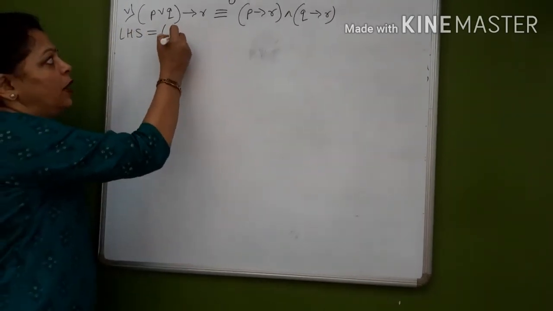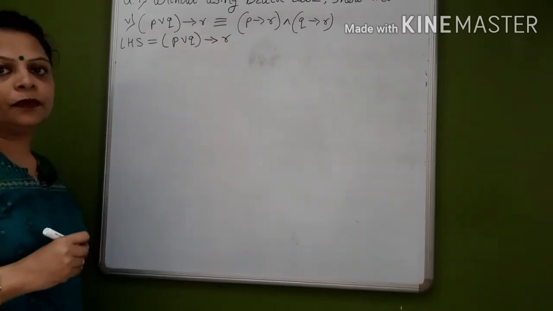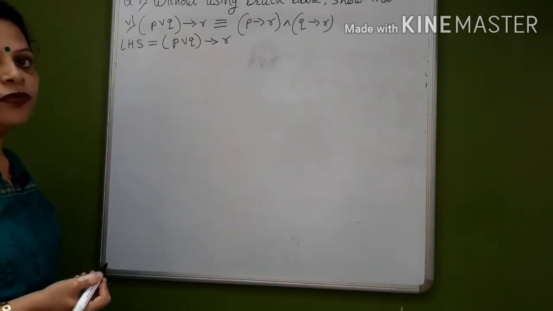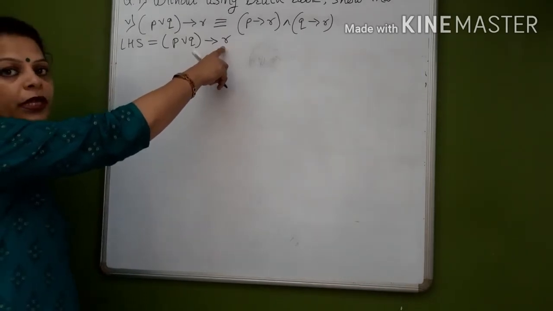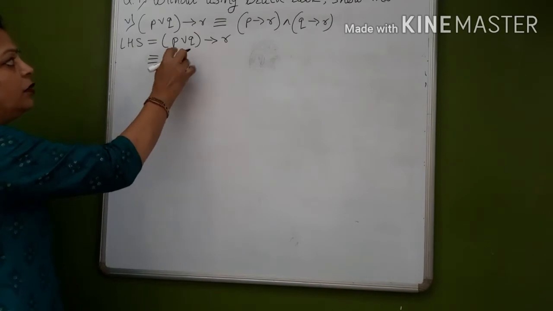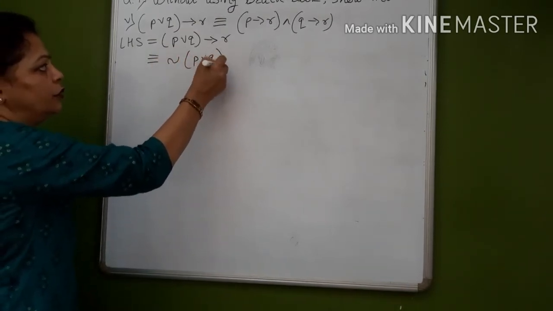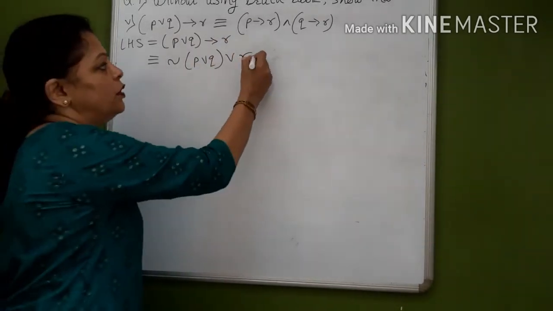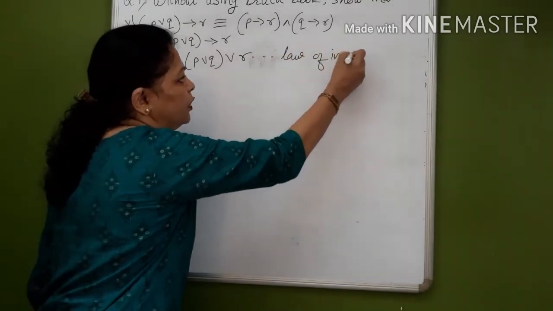(P or Q) implies R. So this is again an implication statement, so we will be using the law of implication. P implies Q is negation P or Q. So this is equal to negation of (P or Q) or R. This is the law of implication. Immediately write the name of the law that you have used.